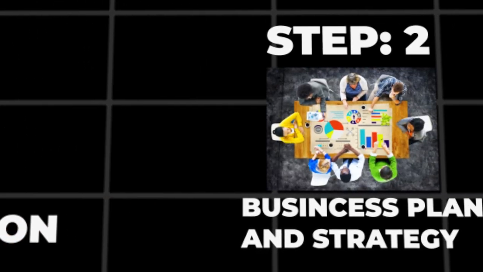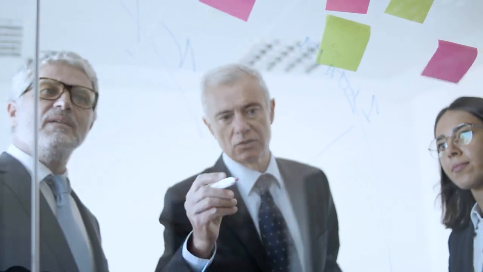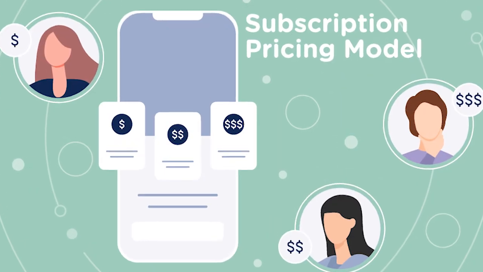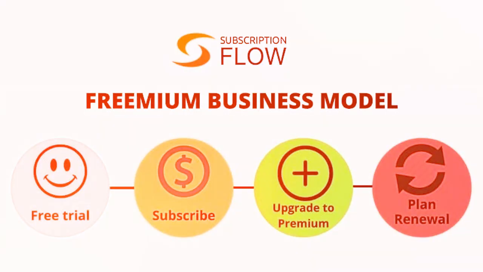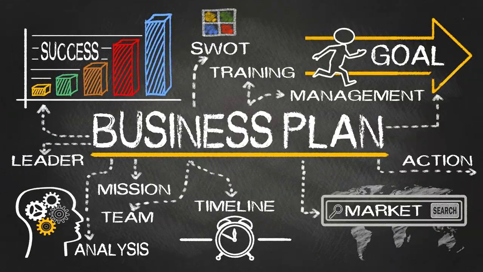Step 2 is business plan and strategy. Once your product is validated, the next step will be to create a solid business model. During this stage, you have to focus on choosing a core business model. It may be a subscription-based model, a premium model, an in-app purchase model, or commission-based services. So firstly, you have to choose a solid business model. After that, you have to focus on pricing.